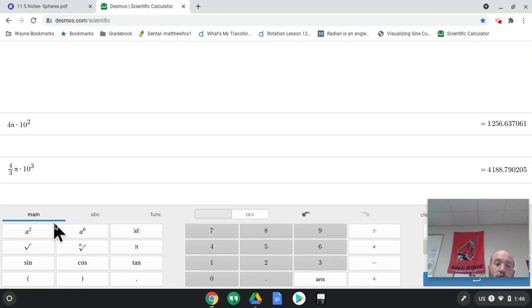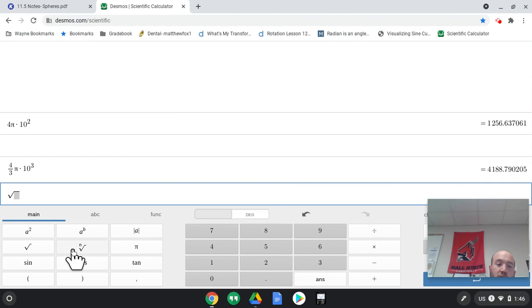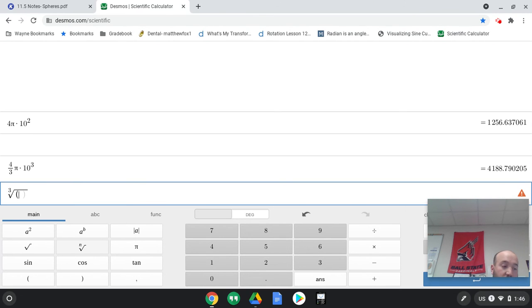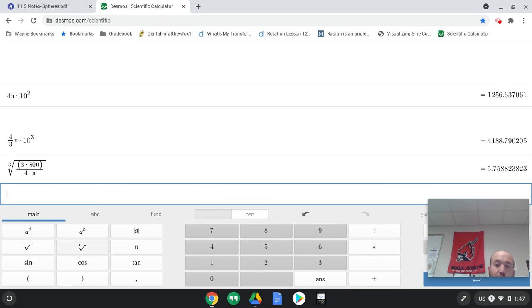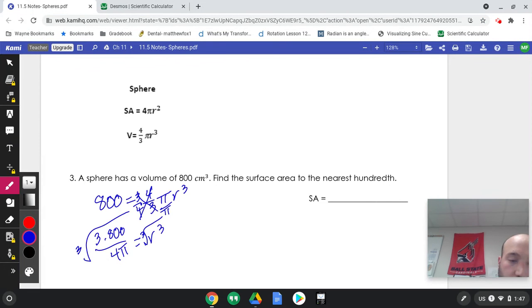So if we look here, cube root right here, choose this option, put a 3 up there, and we said it's going to have, let's see, so 3 times 800 will be on the top, and on the bottom, 4 times pi. And if we do that, we will get 5.76 as our radius.